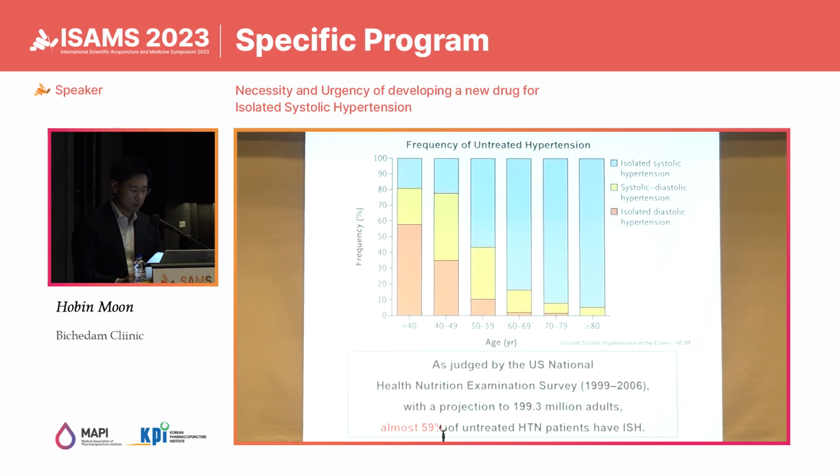I would like to introduce you to US statistics on ISH. According to the US Health and Nutrition Survey of about 200 million people, about 59% of hypertension patients undergoing treatment but with uncontrolled blood pressure were ISH patients. In particular, most of the patients aged 60 and older who were not controlled by blood pressure drugs were ISH patients.